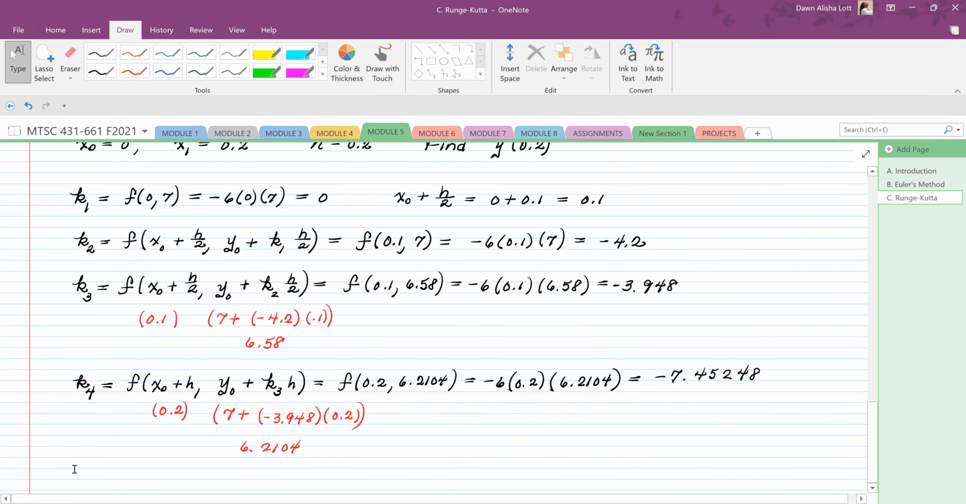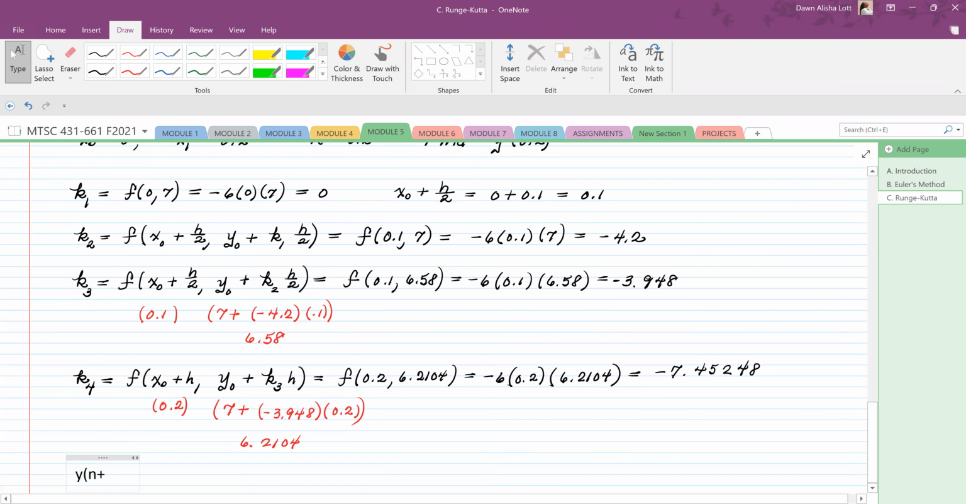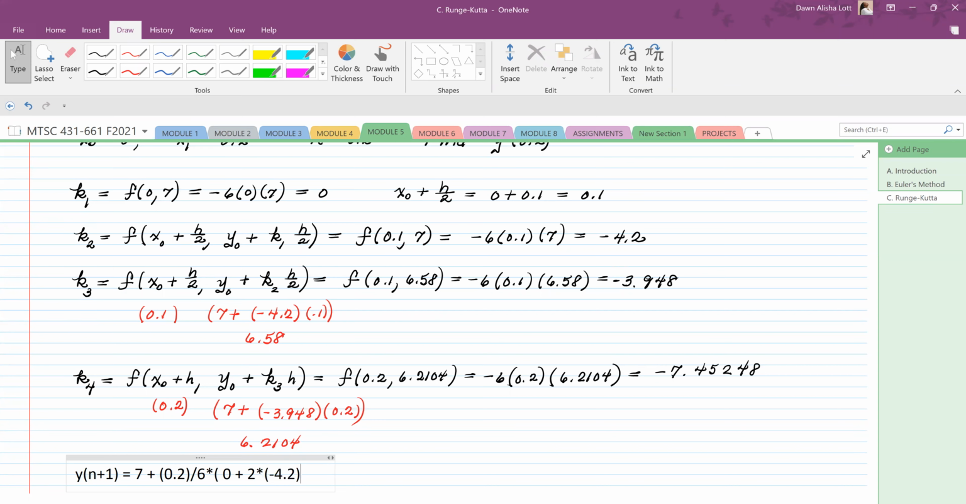So now I know that my yn plus 1 is simply going to be yn, which was 7, plus h over 6. So that's h was 0.2 divided by 6 times, the first value was 0, plus 2 times a negative 4.2, plus 2 times a negative 3.948, plus 1 times a negative 7.452.